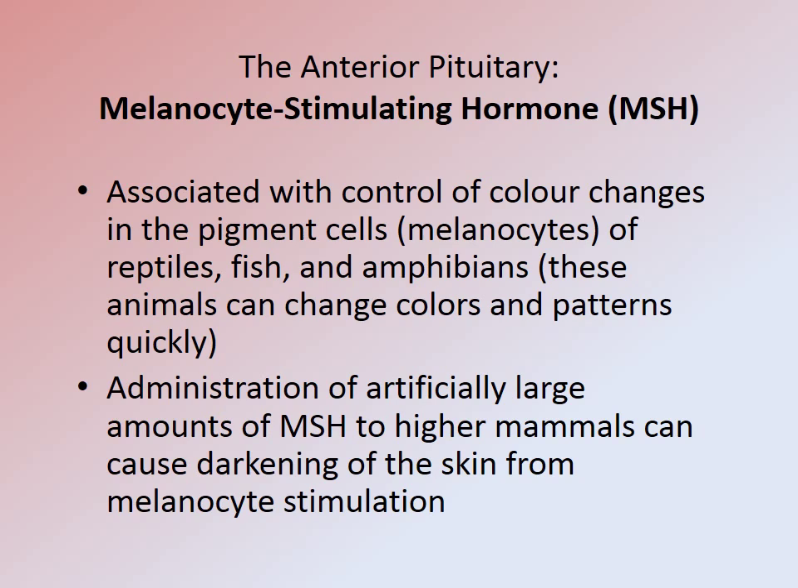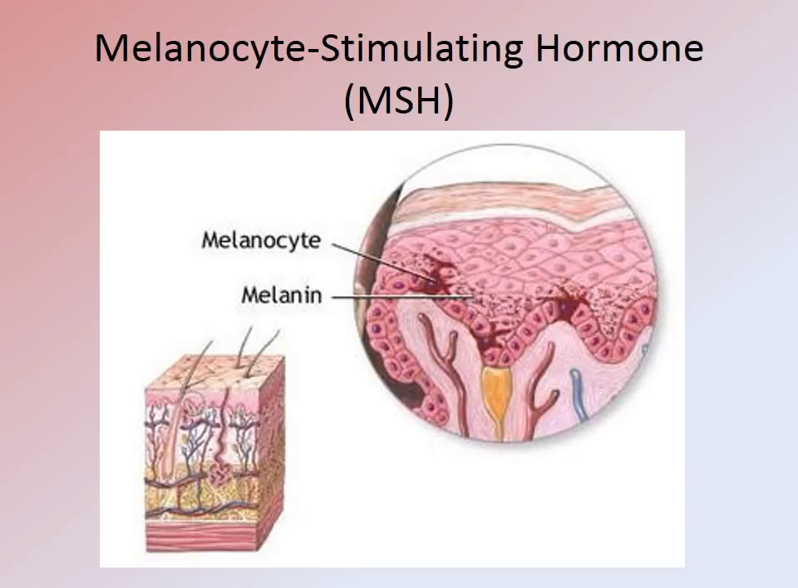Administration of artificially large amounts of melanocyte-stimulating hormone to higher mammals can cause darkening of skin from melanocyte stimulation. So this right here is just showing you the melanocyte within the skin and melanin and where it's located there.